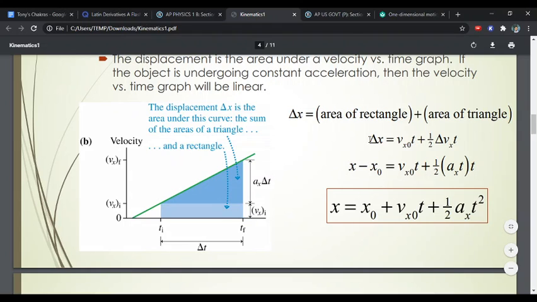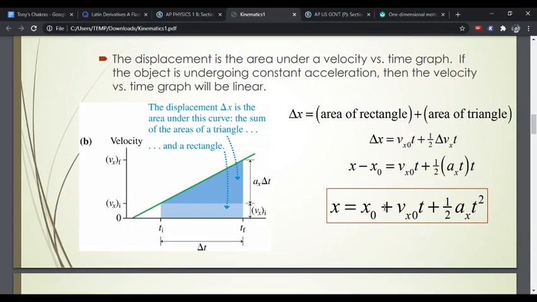But for the idea behind it, the displacement equals the product of initial velocity times time, that's time as in a time duration, not a specific point in time, plus 1/2 times acceleration times time duration squared. And that's based off of this idea of displacement on the velocity versus time graph.